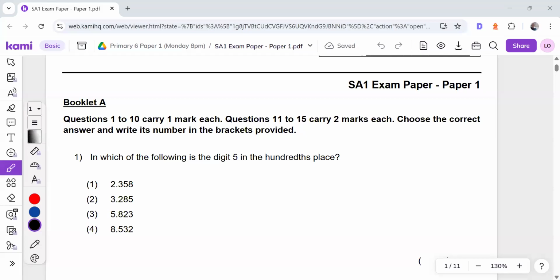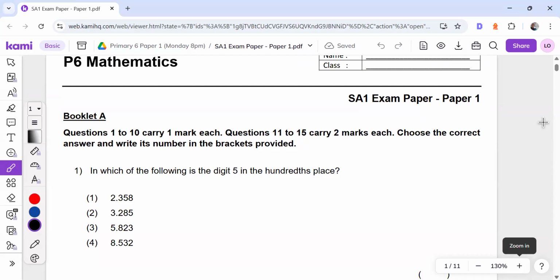Right. Okay, so this paper one could be a little bit easier than all the other paper ones you have done. So hopefully you will take advantage and get high marks for paper one.